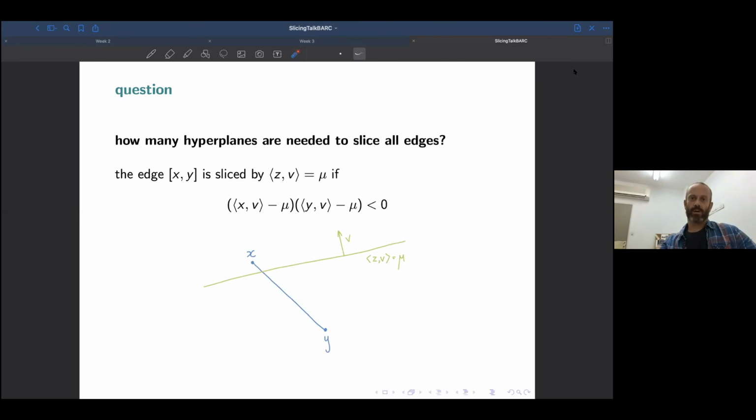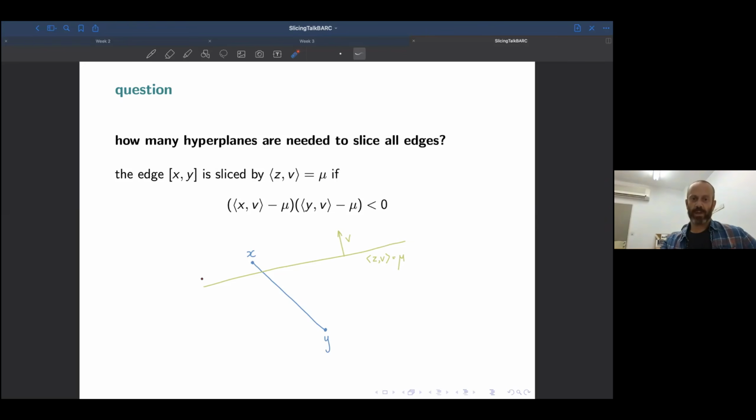and there are the vertices and the edges. And now, because we live in Euclidean space, we have more structure. For example, we have hyperplanes. Hyperplanes in this talk will be denoted like this. These are all the vectors z such that their inner product with the normal vector v is some number mu. This is the notation I'm going to use.